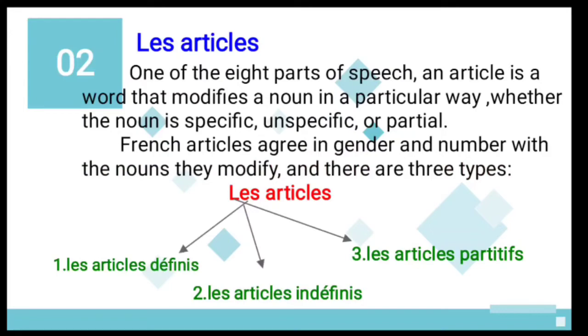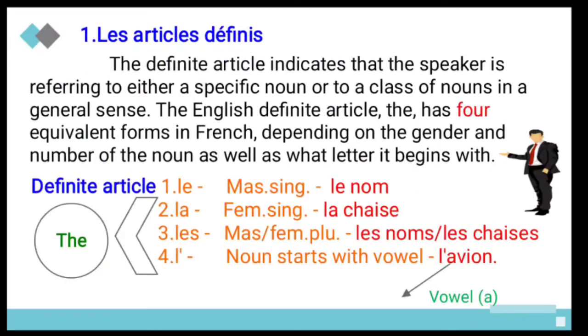So les articles définis refer to a specific noun. Les articles indéfinis refer to an unspecific noun. And les articles partitifs refer to a partial noun. So let us see the first one, les articles définis. What is the meaning of les articles définis? That is the definite article. Let us see the definition for this one.